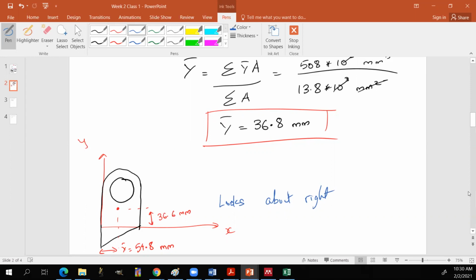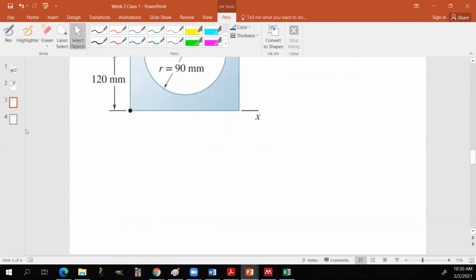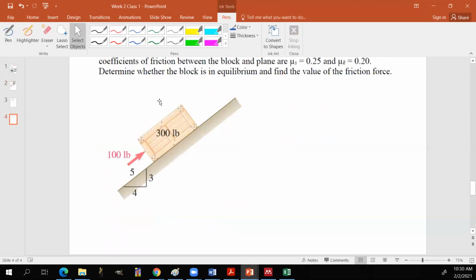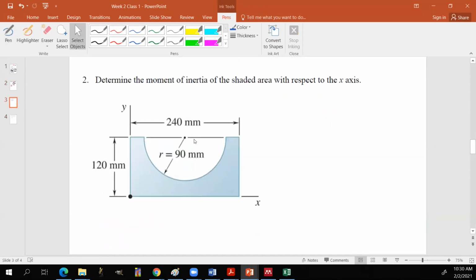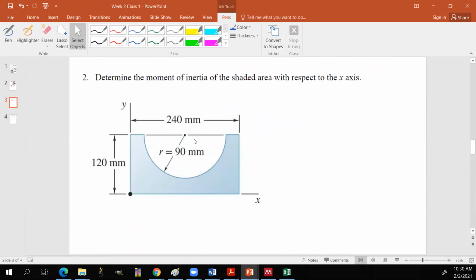Let's look at the next problem, and I think we'll have to call it a day after that one. The last problem, which was impending motion, I'll post the solutions right after for you guys. All right. So moment of inertia of the shaded area about the x-axis. So we do the same thing. We break it up into composite shapes.